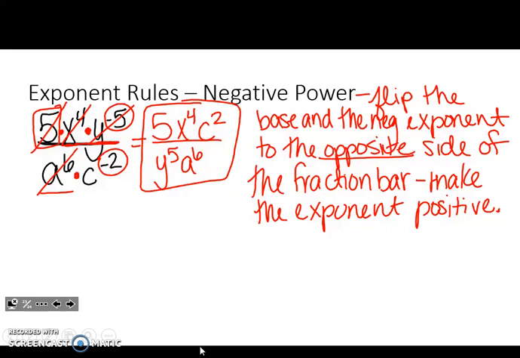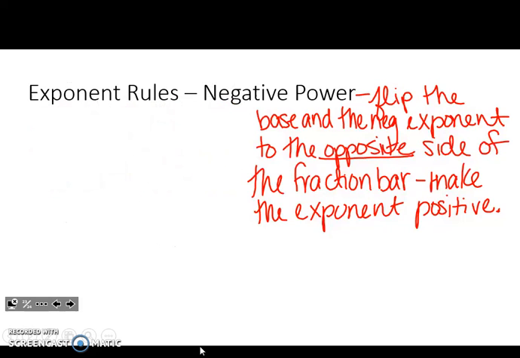Let's do just a couple more. If it isn't already a fraction, remember you have to make it a fraction by putting it over 1. So I start off by making this problem so that it looks like a fraction. That makes it easier to see where those numbers and those variables are located in order to know where to move them to.